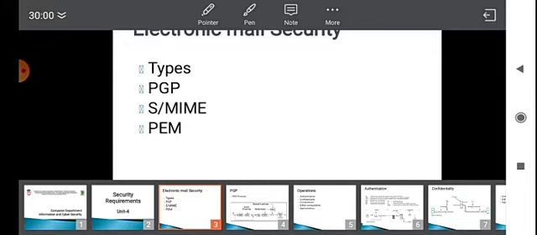PGP is a complete email security package that provides privacy, authentication, digital signature, and compression, all in easy to use form. The complete package, including all the source code, is distributed free of charge via the internet. Due to its quality, zero price, and easy availability on Unix, Linux, Windows, and Mac OS platforms, it is widely used today.